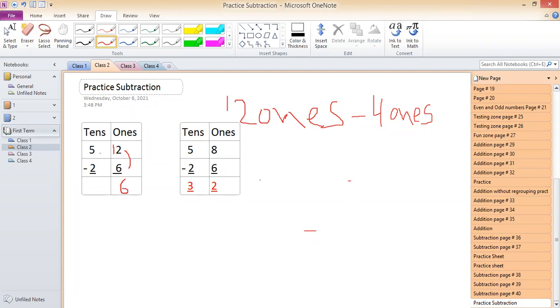Now subtract the 4 tens, and 4 minus 2, 2. But it is 5. The 2 take from 5, 1. That's very good. Thank you, Ibrahim Muhammad.